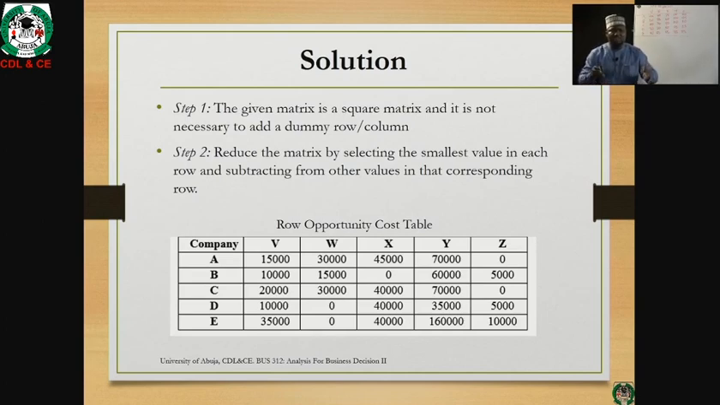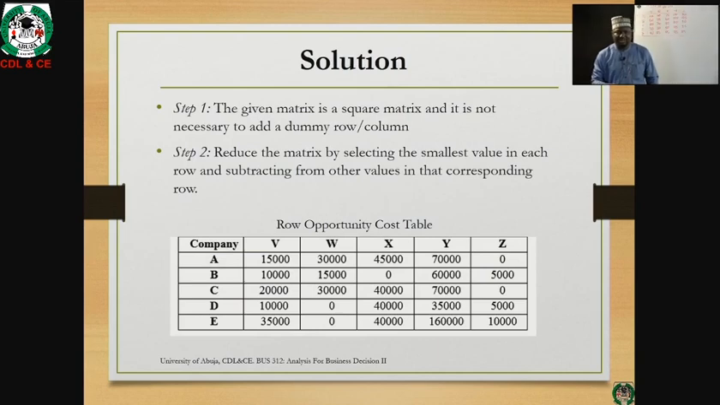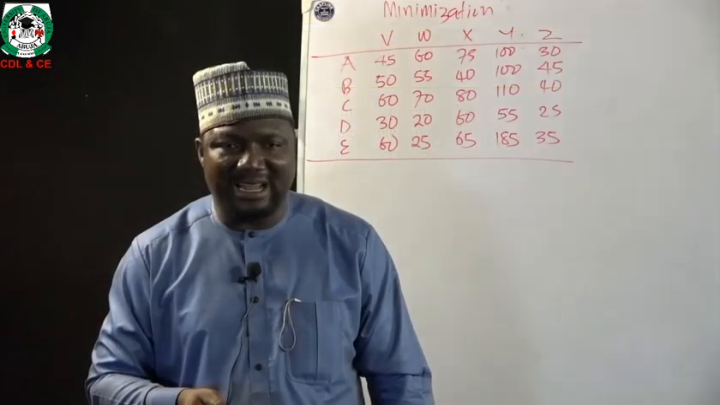Having done your row opportunity cost table, you now operationalize using that same table column-wise. For instance, look at V column. Which smallest number are we having there? If you examine it critically, I think we are having 10,000 in V column. So if you subtract 10,000 from everything in V column, our next values should be 5, 0, 10, 0, and 25. Let's see what we have. You see, it's exactly as predicted.